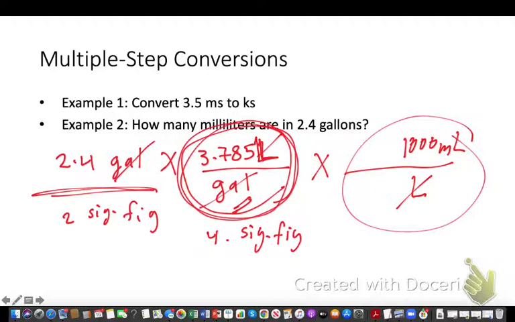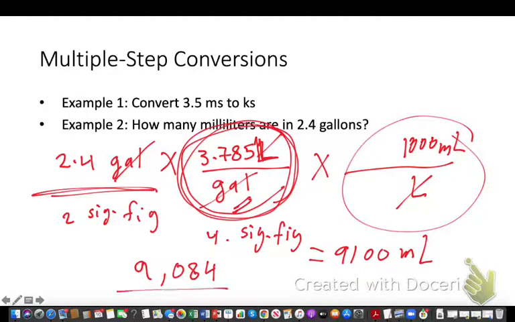So now if you are doing your math, 2.4 times 3.785 and multiply this by 1,000. You want to get your answer with 2 sig fig, and that will be 9,100 milliliter. The calculator will give you 9,084. This has 4 sig fig, so you want to keep the thousands and you want to keep the hundreds, but 0 has to be rounded to 1 because 8 is higher than 5.